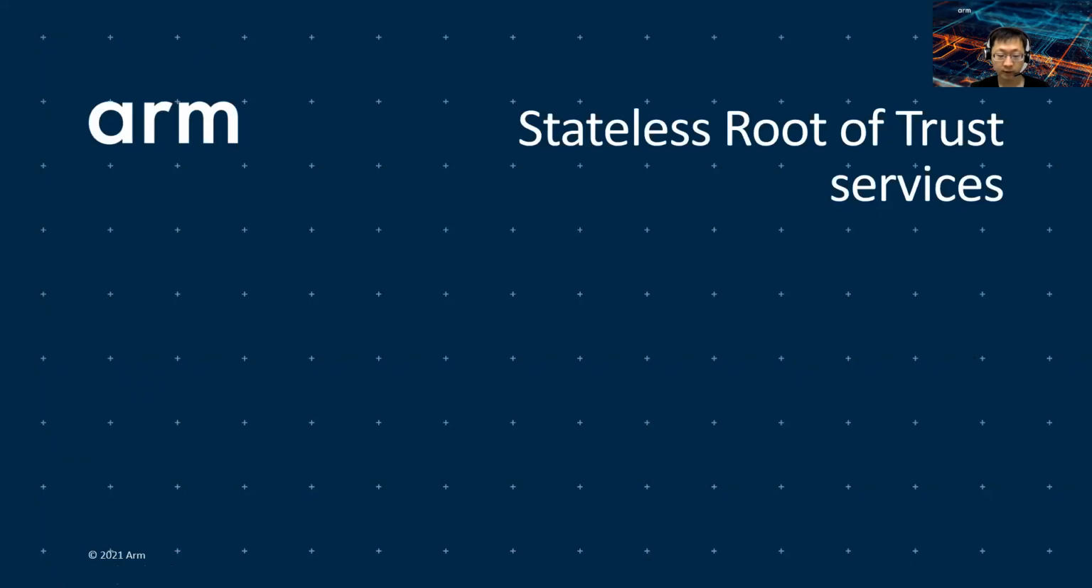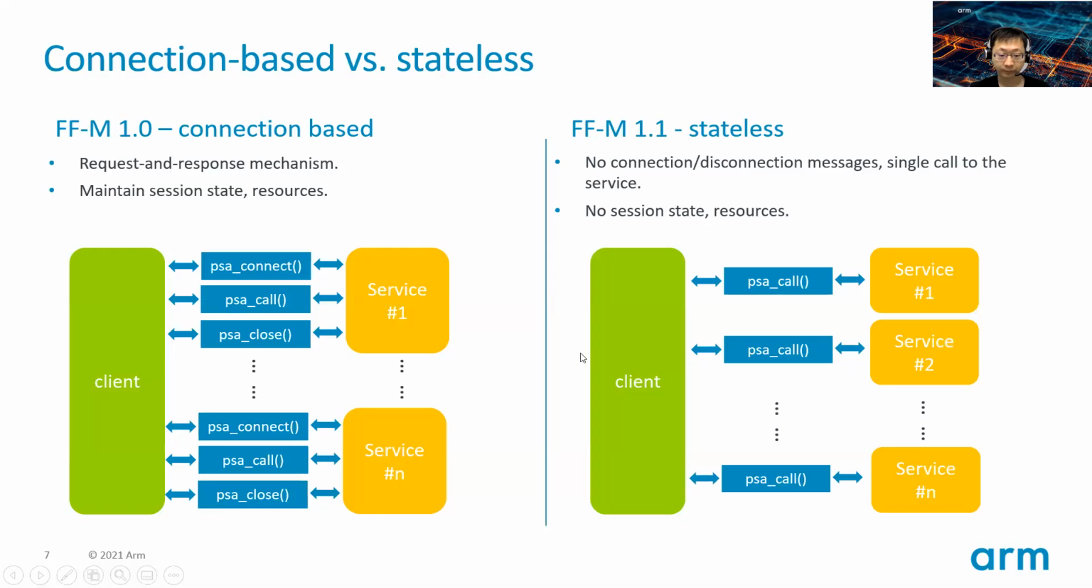First, let's see the stateless root of trust service. In FF-M 1.0, services are session-based. The client always needs 3 steps to finish a service call: PSA connect, PSA call, and PSA close. IPC messaging is based on a request and response model. During the session, the service needs to maintain the active session data and resources.